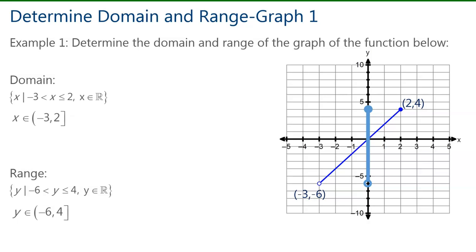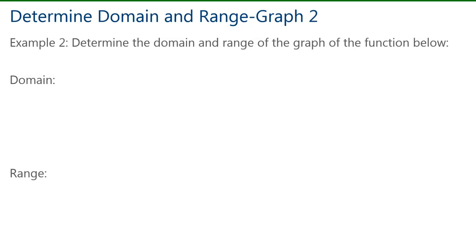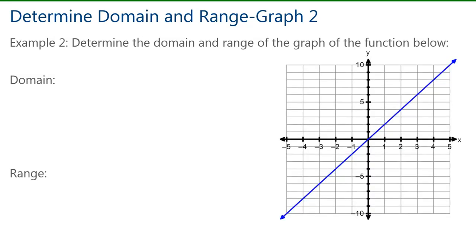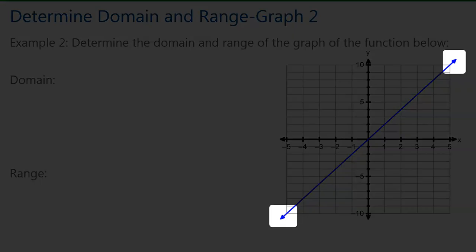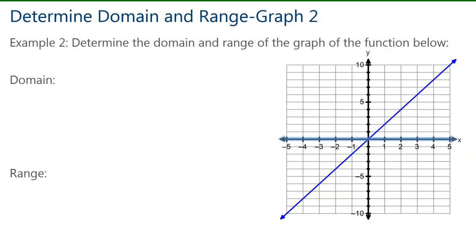And we're done. Here's a second example. Determine the domain and range of the graph of the function below. This is a straight line, continuous graph. There are no bounds. All we see is two arrows on the ends. So the shadow of the graph on the x-axis is from the left arrow to the right arrow.